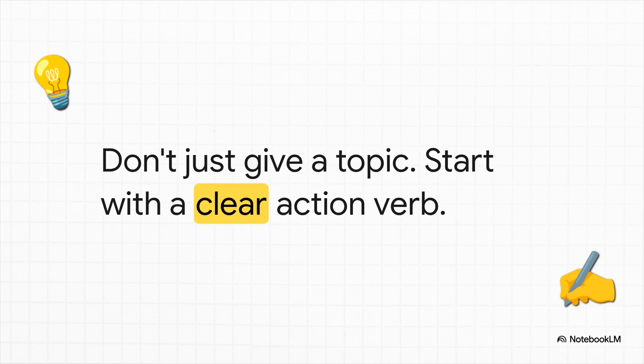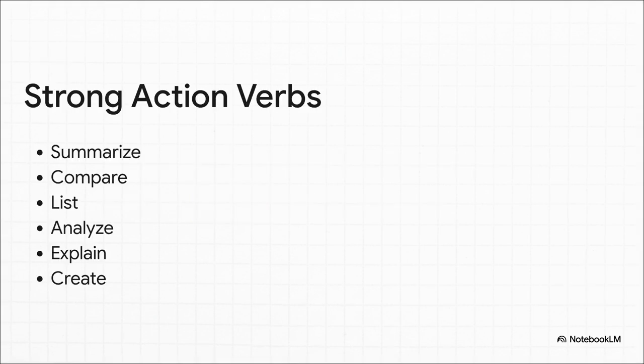The absolute most effective way to kick off any prompt is with a clear, direct action verb right at the beginning. Think of these words as your personal command toolkit. Words like summarize, compare, list, analyze, explain, or create. Each one of these sends the AI down a completely different path. It's like you're defining its entire mission with just one word.